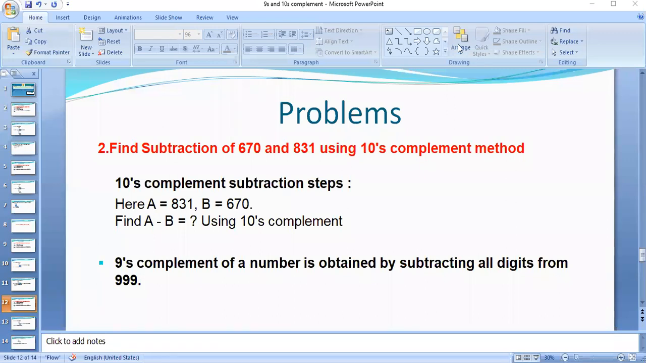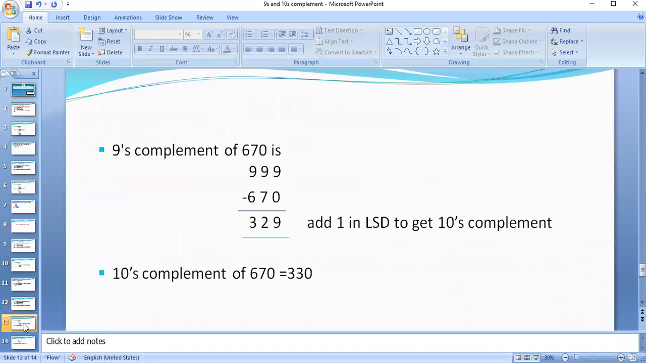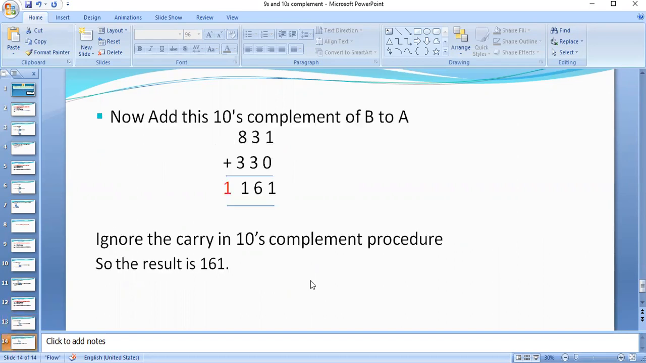See here, we are going to find the nines complement of the subtrahend. This is the nines complement of the subtrahend. After finding it, you have to add 1 to the LSD, so you will get the tens complement result. What is the tens complement result? 330. In the next step, we have to add this tens complement result to the minuend.